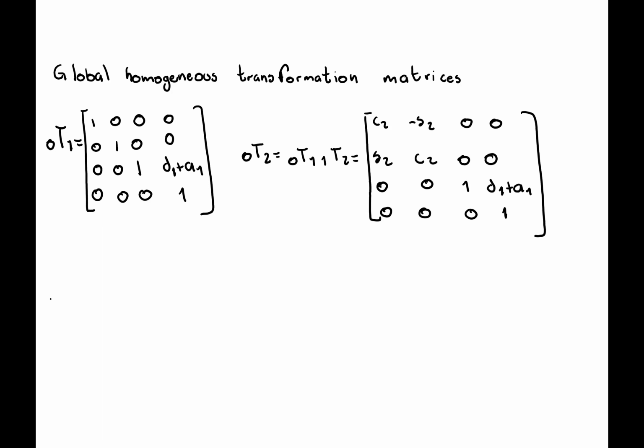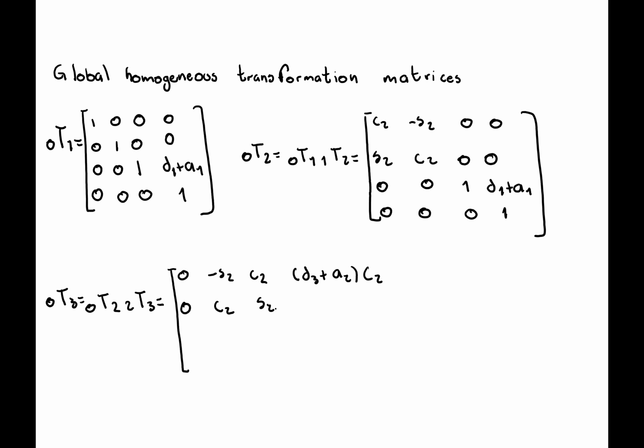Okay, now we do the same for 0t3, and this is basically 0t2 times 2t3, and this becomes, again, we just perform the matrix multiplications, and then this is d3 plus a2 times cosine 2, then this is 0 c2 s2, d3 plus a2 sine 2, then minus 1 0 0, d1 plus a1, then 0 0 0 1.